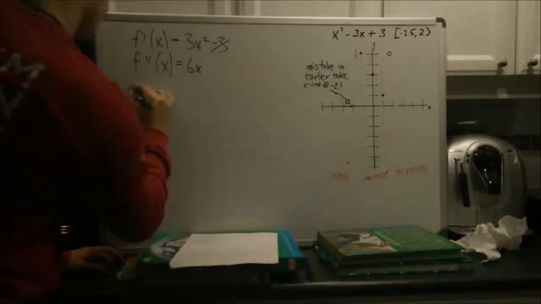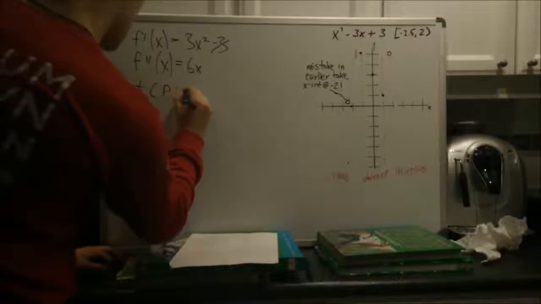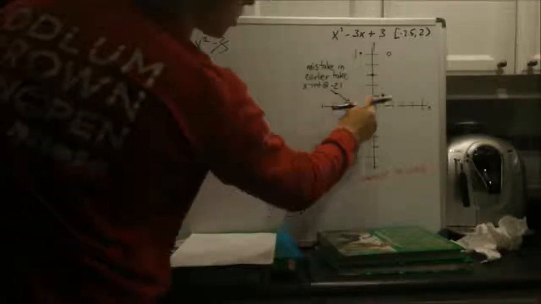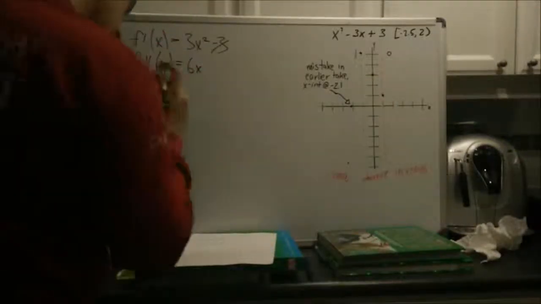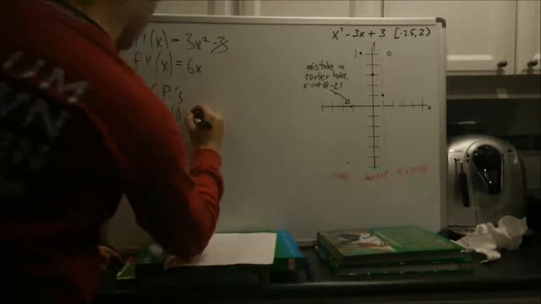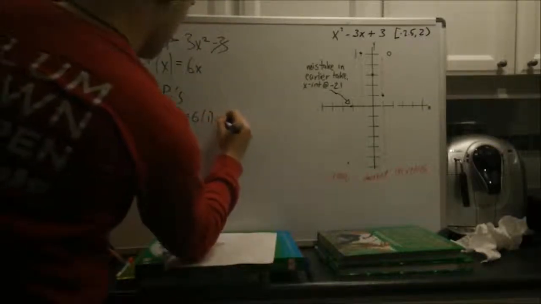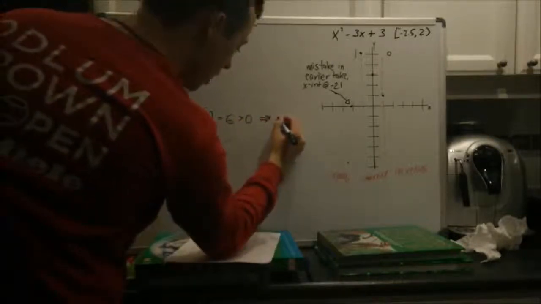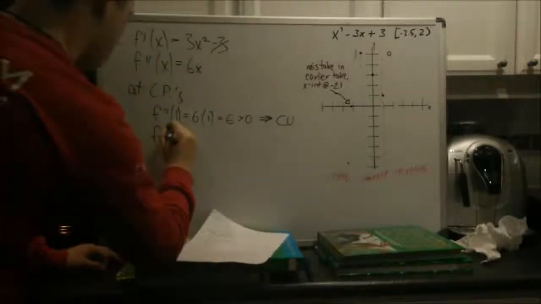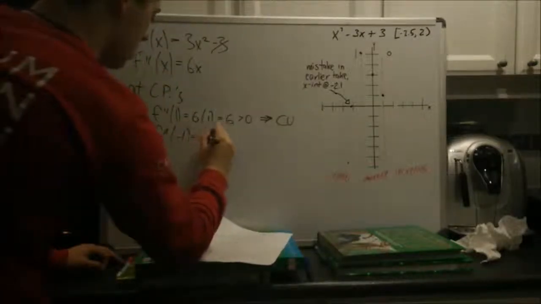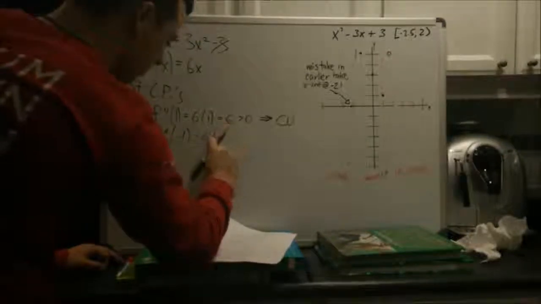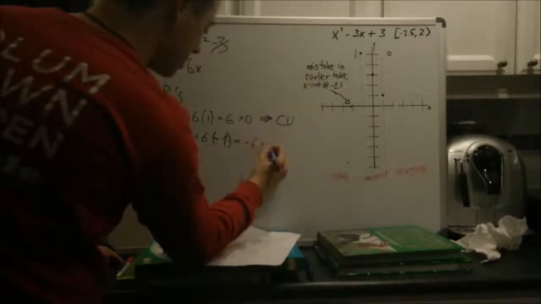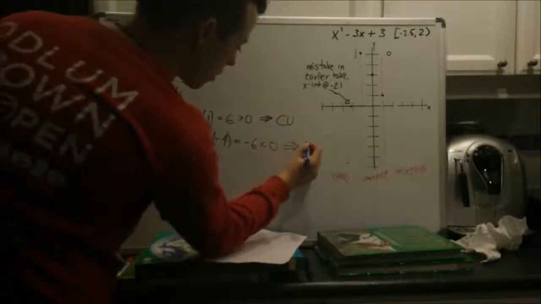And then we test at the critical points. f double prime of 1, as we established our critical points to be 1 and -1, is 6, which is greater than 0, so concavity up. And at -1, it's -6, which is less than 0, therefore concavity down.